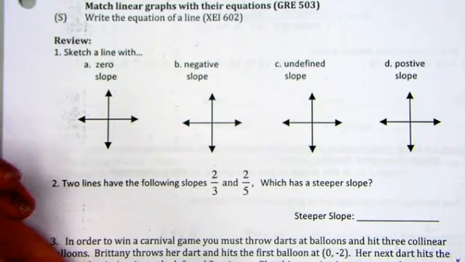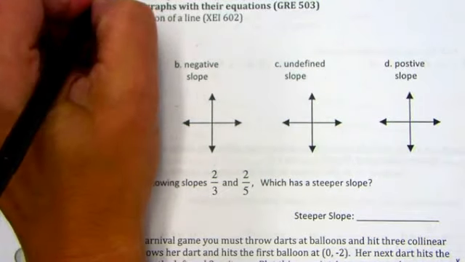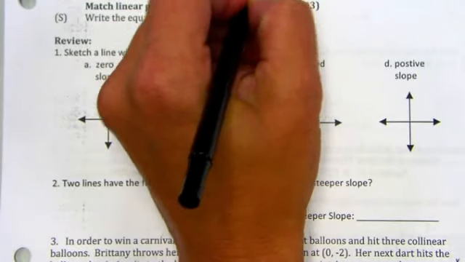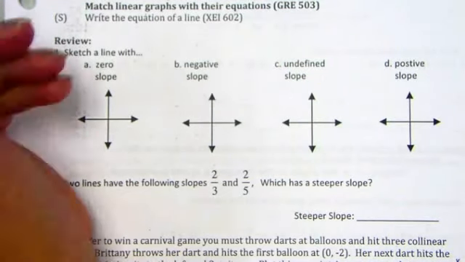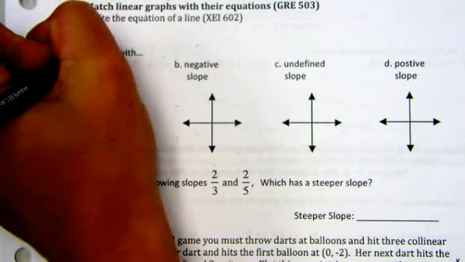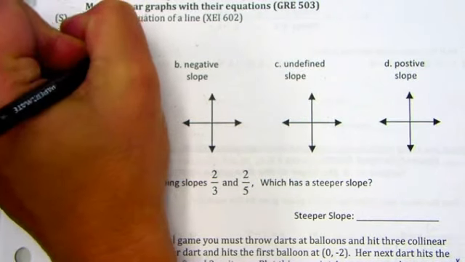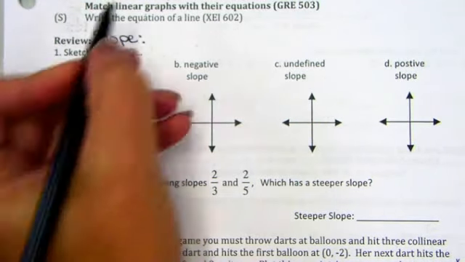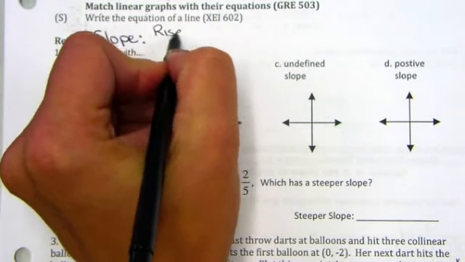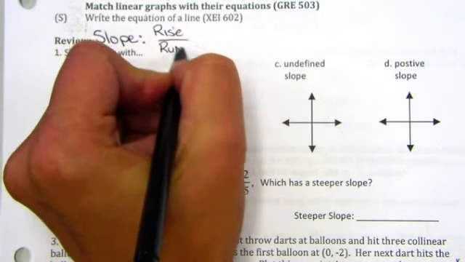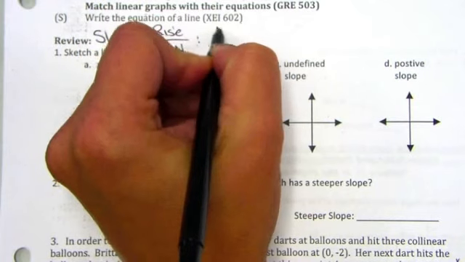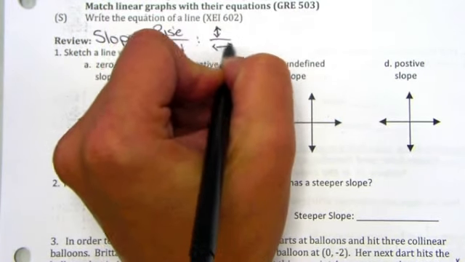Today I'm going to be going over Unit 2, Objective 1, Guided Notes Number 1. I like to start by talking about what we remember about slope. Slope can be thought of as the rise over the run of a line, the up and down over the left to the right.